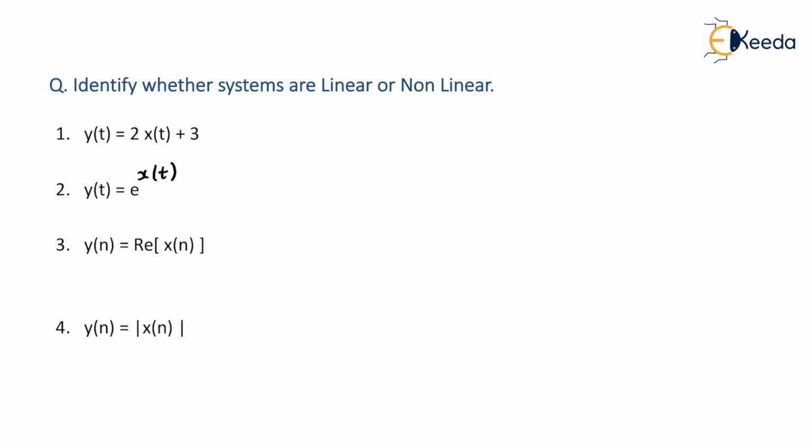So let us see some numericals. So you will come to know how to identify whether systems are linear or non-linear. Starting with the very first question, that is y of t is equal to twice of x of t plus 3. So this is the first question given. Whenever a question is given to you, it would be like this: the output is expressed in terms of input. So y of t is expressed in terms of input x of t.